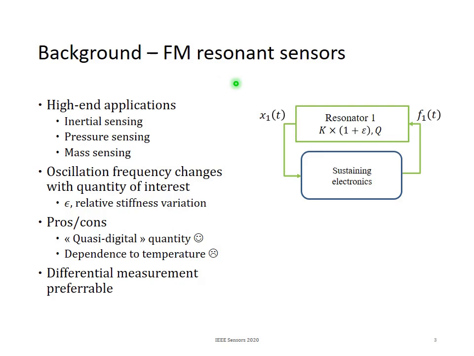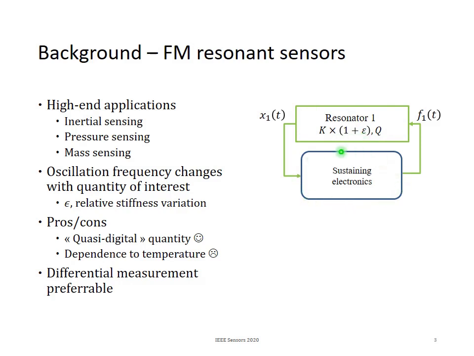Frequency-modulated resonance sensors, MEMS sensors, to which I dedicate my research, are mostly used in high-end applications for inertial sensing, pressure sensing, mass or gas sensing. So a frequency-modulated resonance sensor revolves around a MEMS resonator whose mechanical stiffness K changes with epsilon, and epsilon is the quantity we seek to measure.